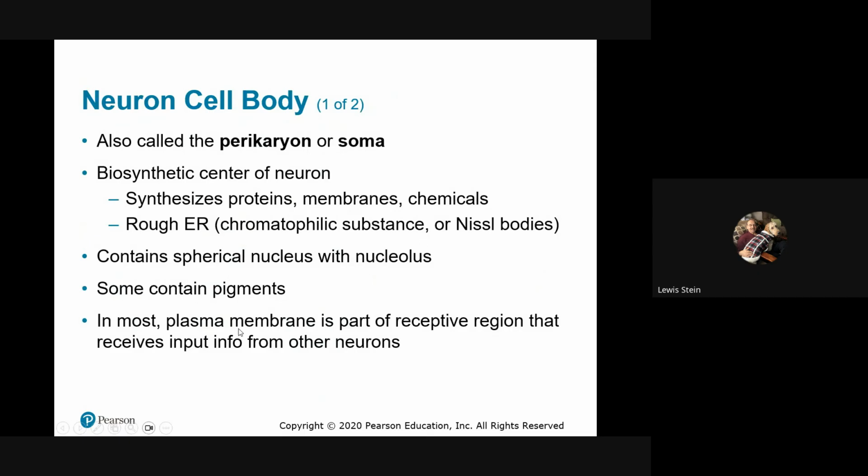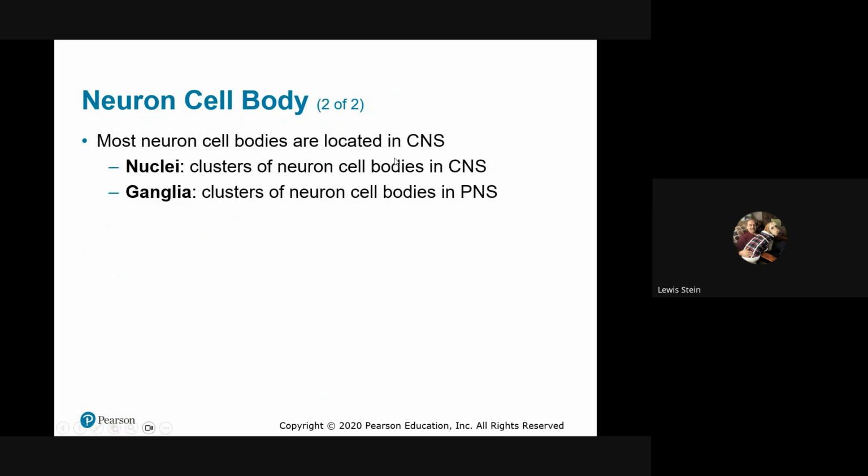And typically the plasma membrane is the part where it's receptive. When we get to the terminology, it's called the dendrite, the receiving end, and the axon is the transmitting end. For general nerves that we're going to study, that's a good construct. That's what we're going to get to next time. Again, clusters of cell bodies in the CNS are nuclei. When they're in the PNS, they're called ganglia.